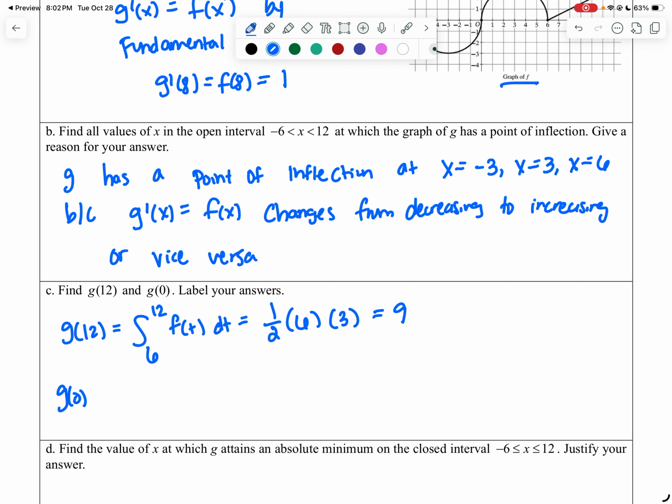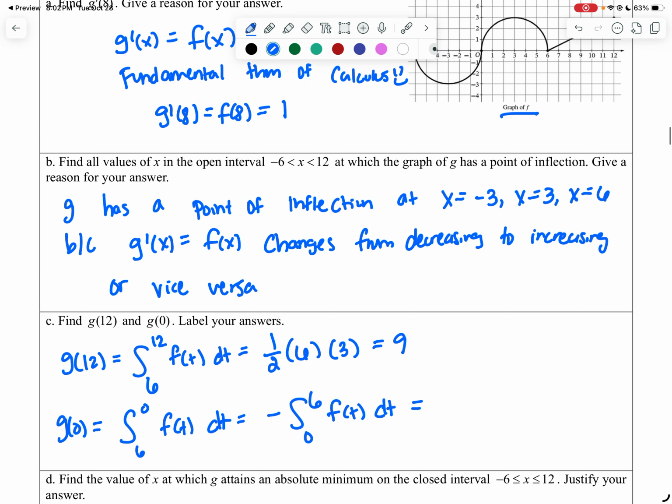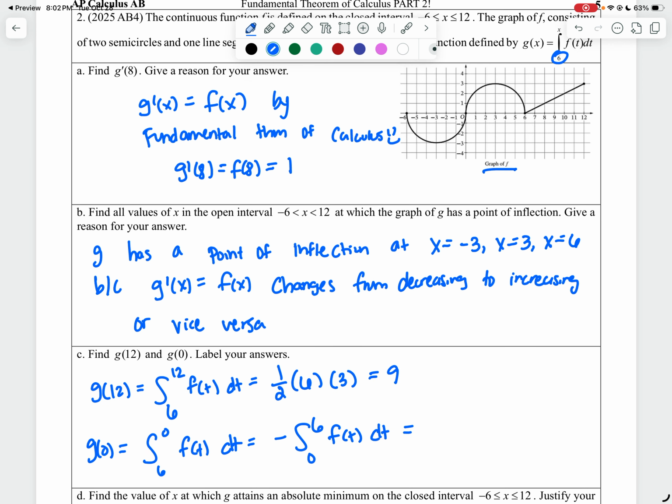Now, g of 0, on the other hand, we are going to have to switch our bounds because our lower bound here is greater than 0. So we want to switch it so that we have this right here. And we want to find the integral from 0 to 6 of f of t dt. This is a semicircle. So this is going to be -1/2 pi times your radius, 3, squared. If you want to leave it like that, you can. It's an FRQ. We'll take it.